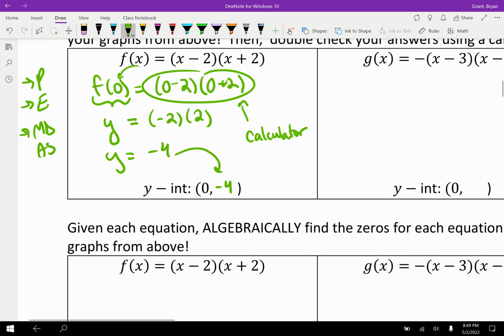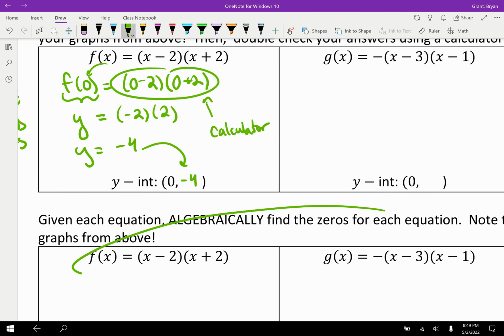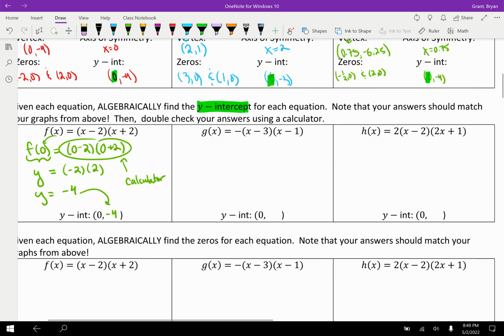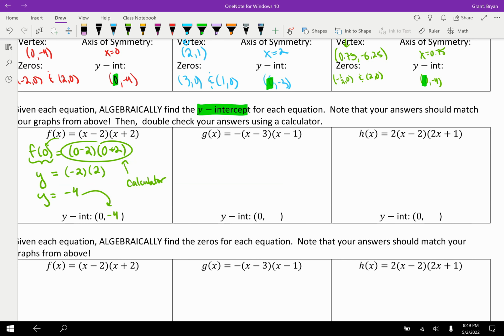And in fact, we're going to do that multiple times today. When we move on for the zeros, notice it's the same equation. And when we do the vertex, it will again be the same equation. So why don't you guys go ahead and try g of x and h of x, match your answers up above, and then you can hear me talk you through it if you'd like. Ready, set, go.